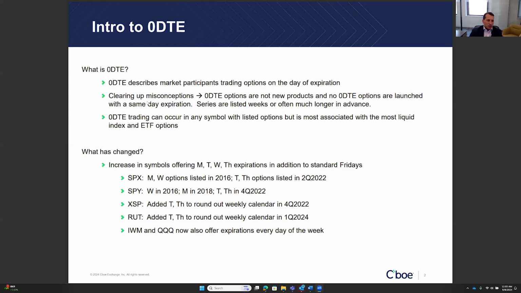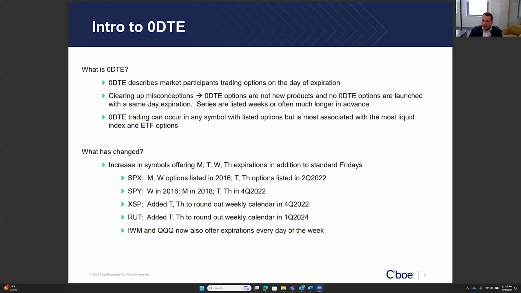So what has changed? It really is undeniable that zero DTE options have exploded in the last few years. The first start was in 2016, with SPX. If we go back pre-2016, you typically would have, it used to be just a single Friday option a month, right? On the third Friday, essentially.